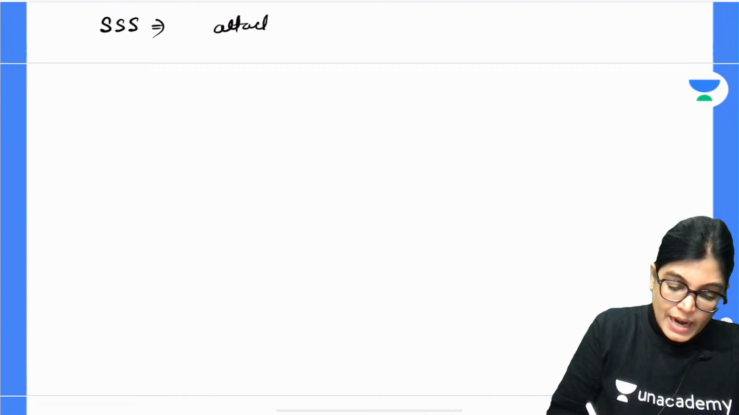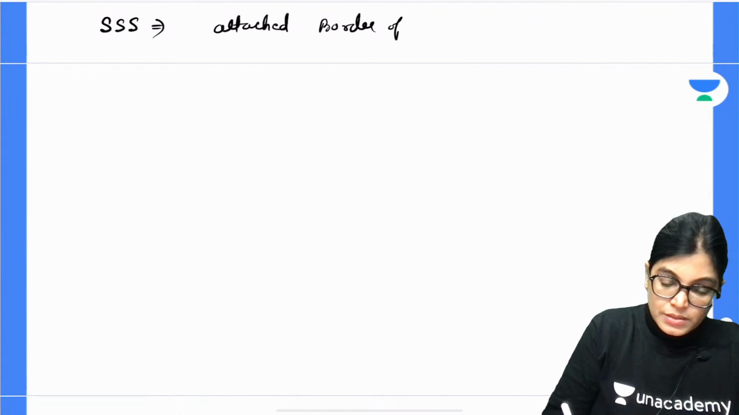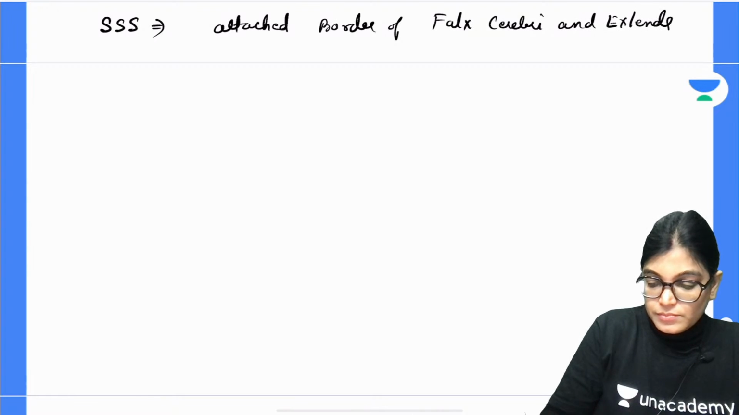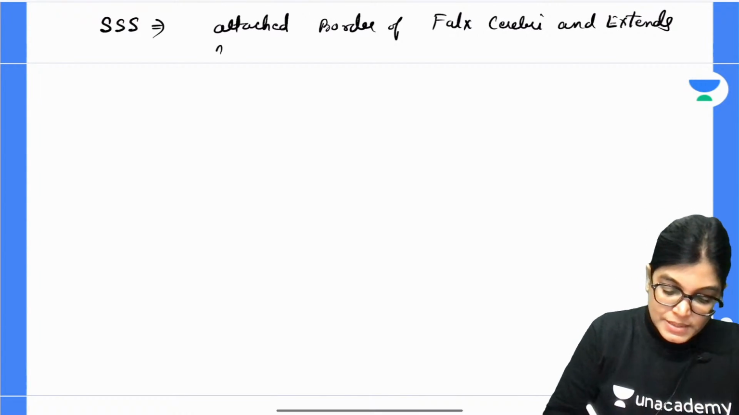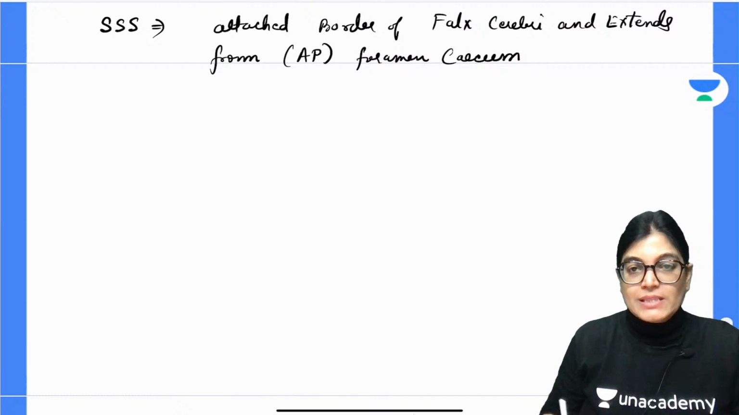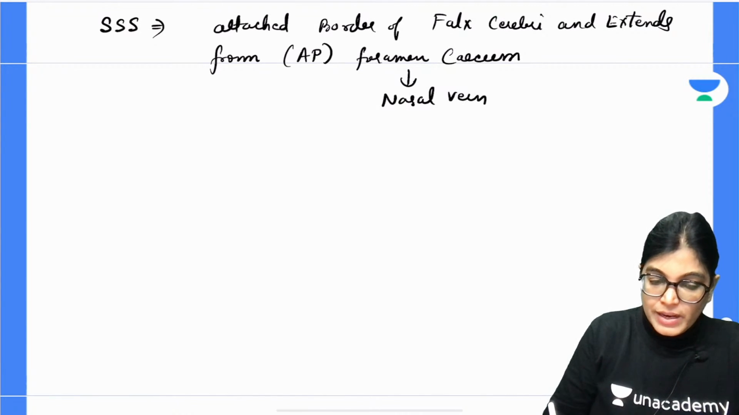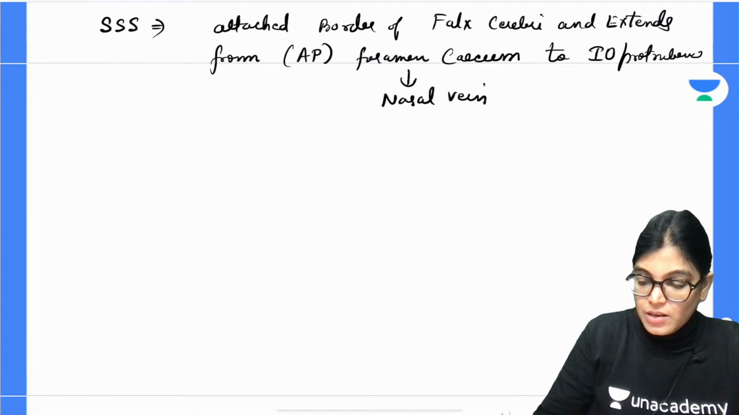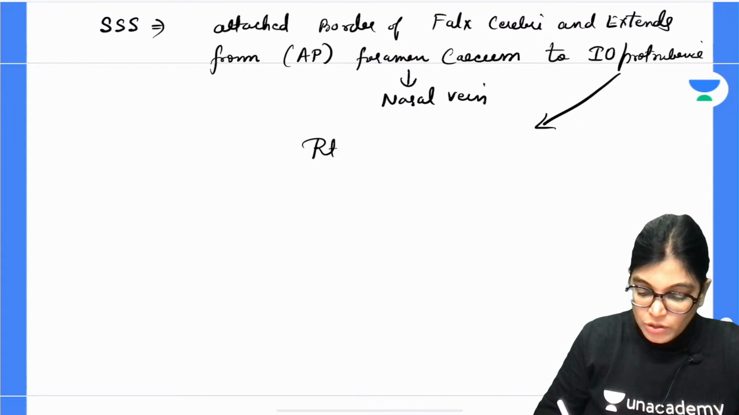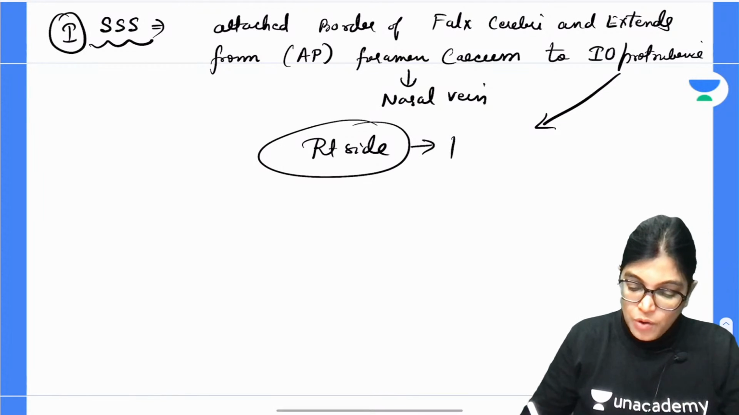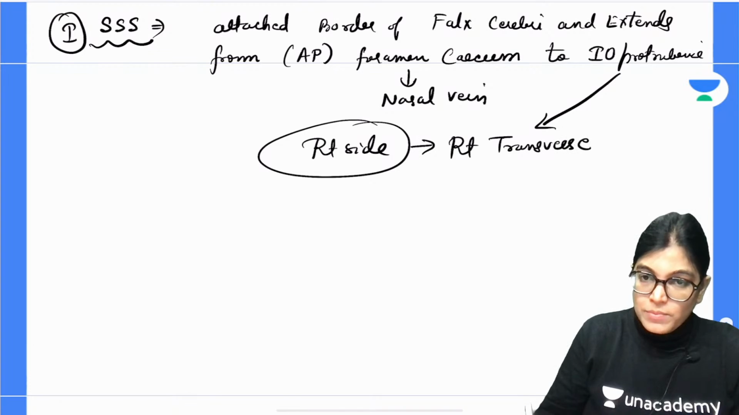Where is it located? It is located in the attached border of falx cerebri and extends anteroposteriorly from the level of foramen cecum, where nasal veins drain into it, till the internal occipital protuberance. Thereafter it continues onto the right side. My dear aspirants, on the right side, the continuation of the superior sagittal sinus forms the right transverse sinus.